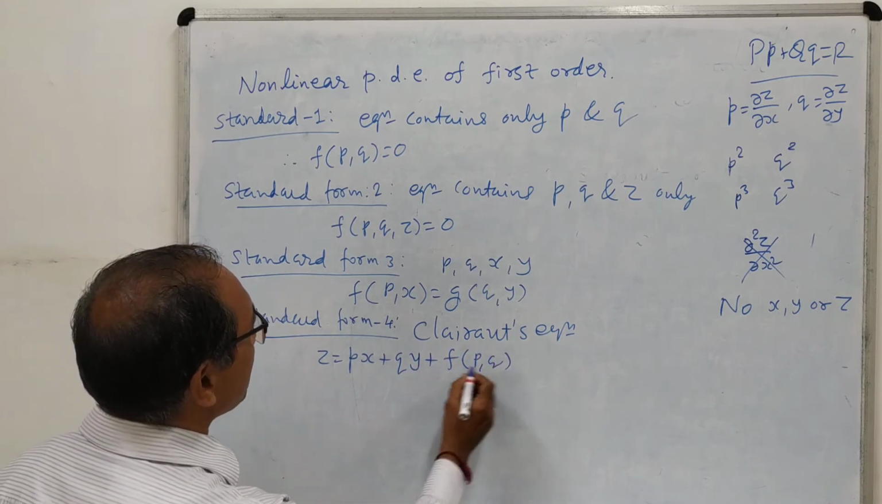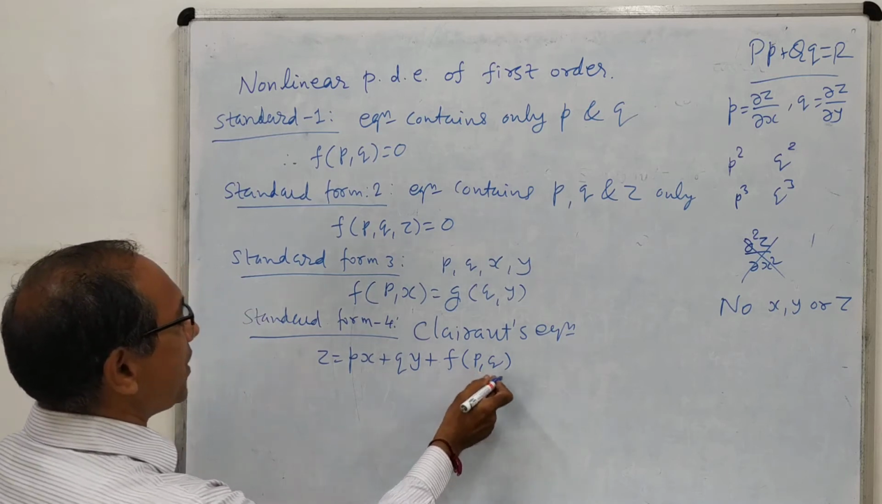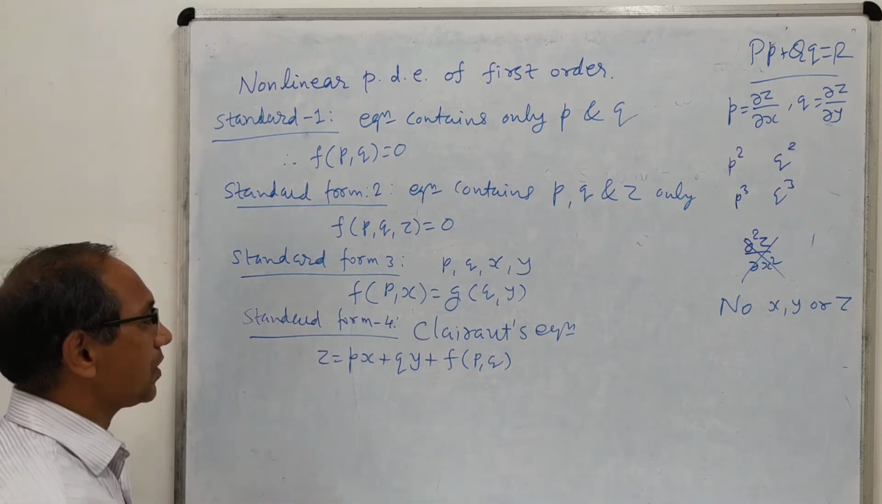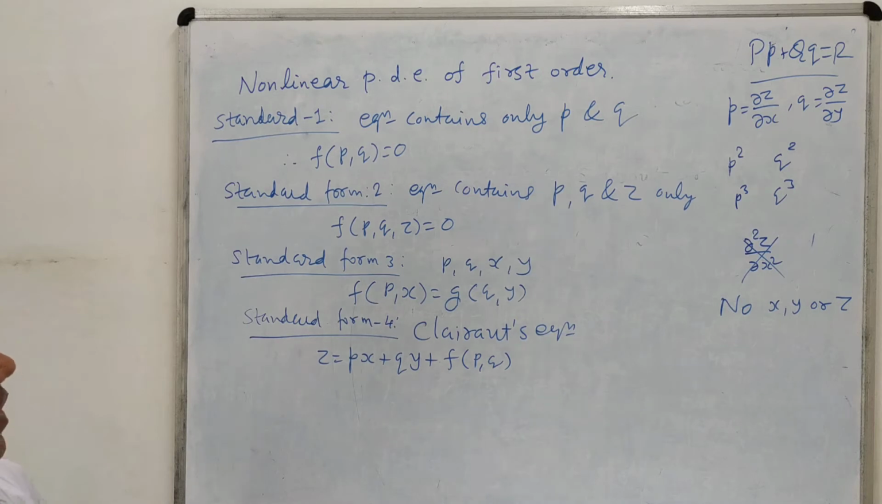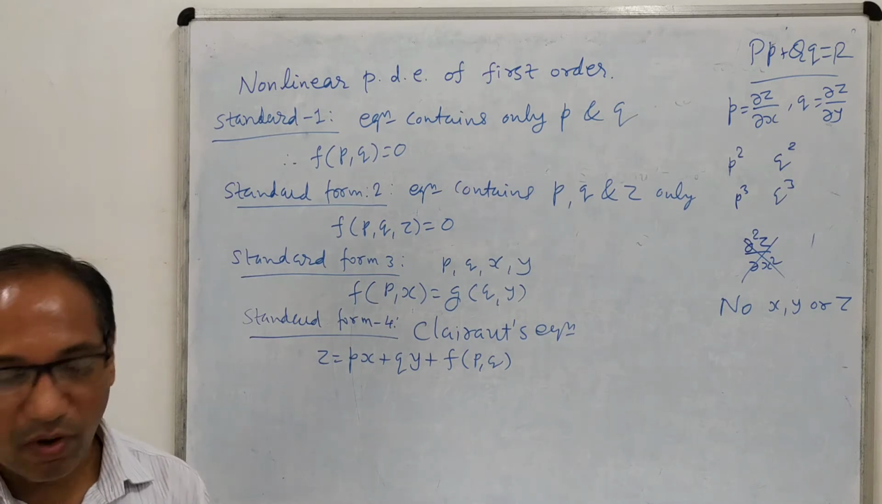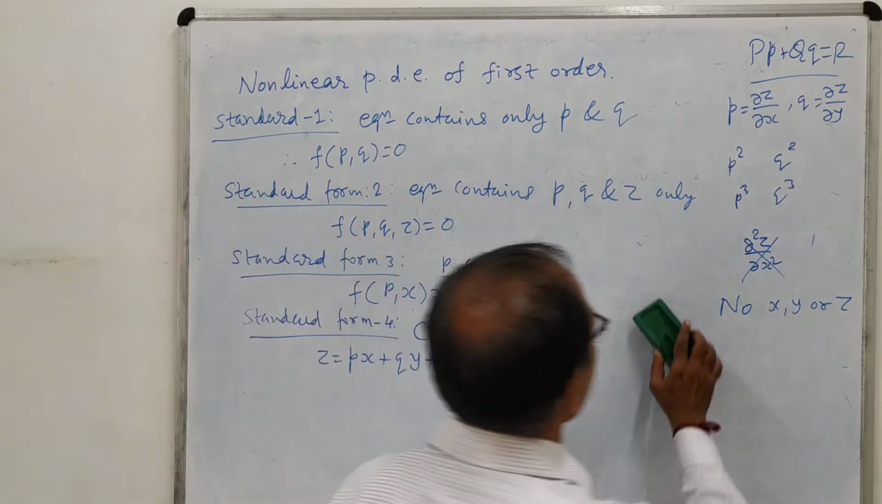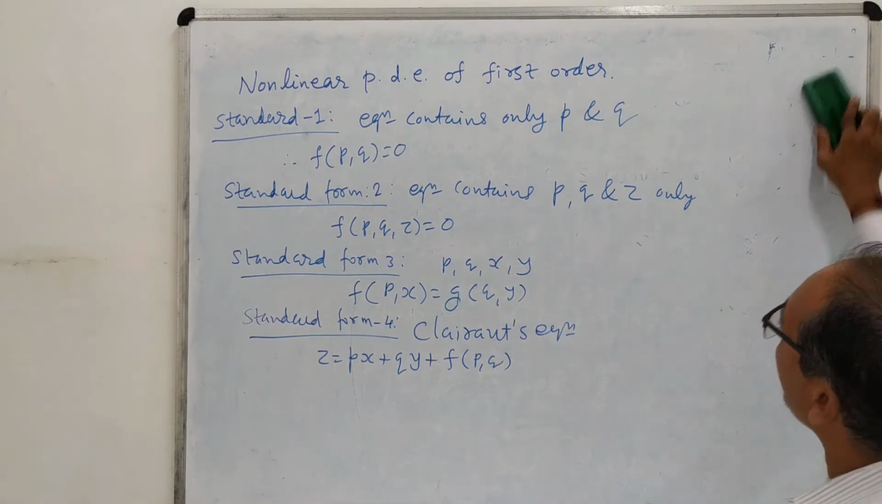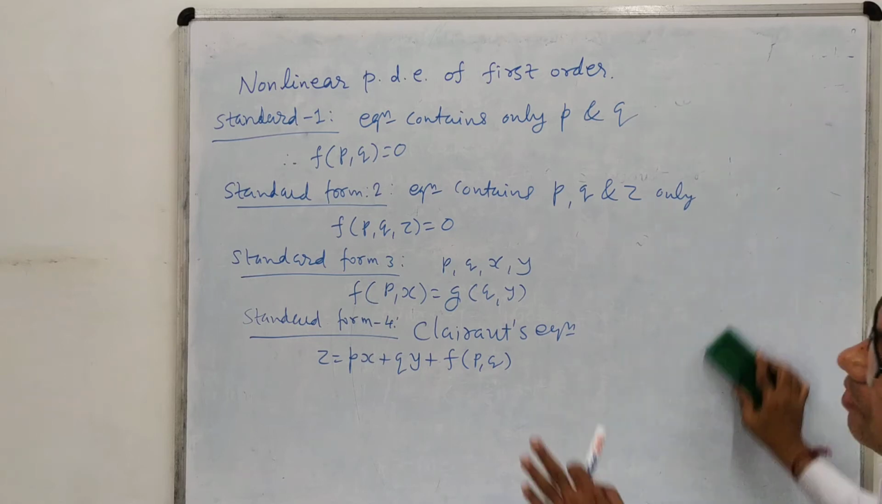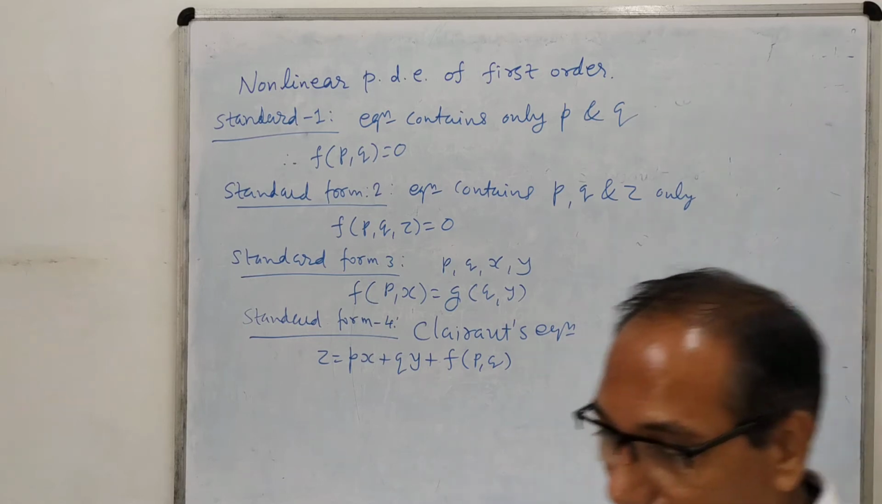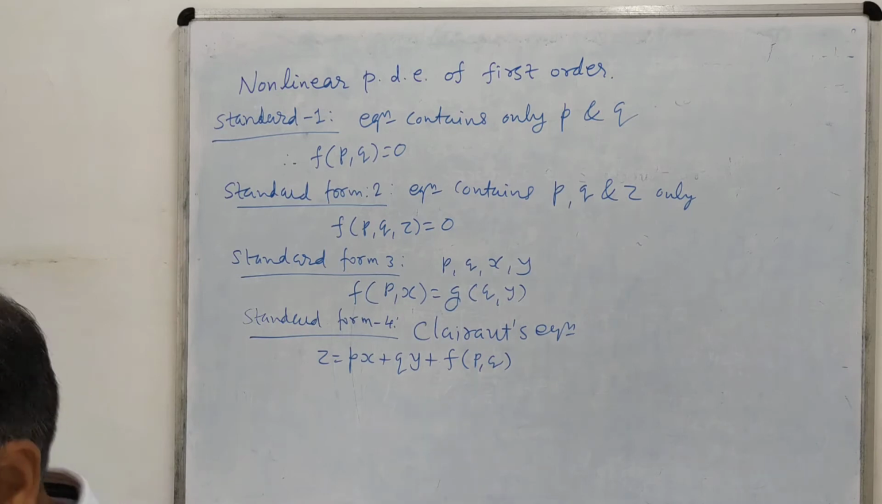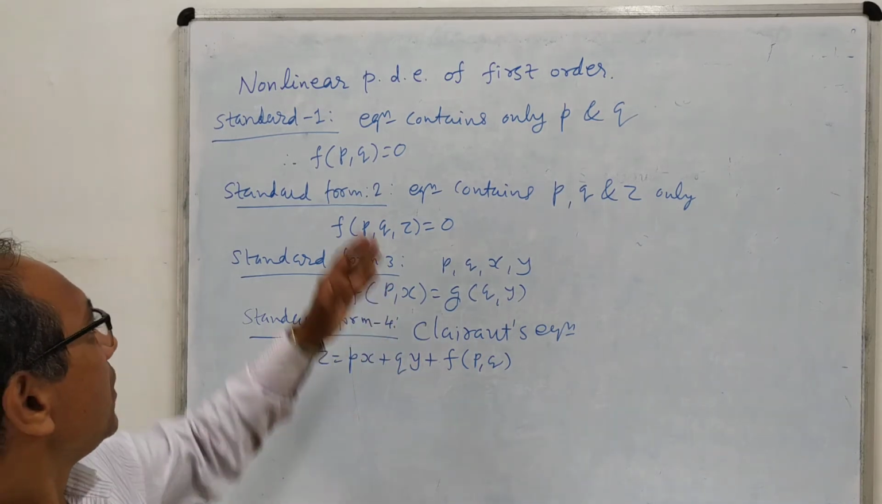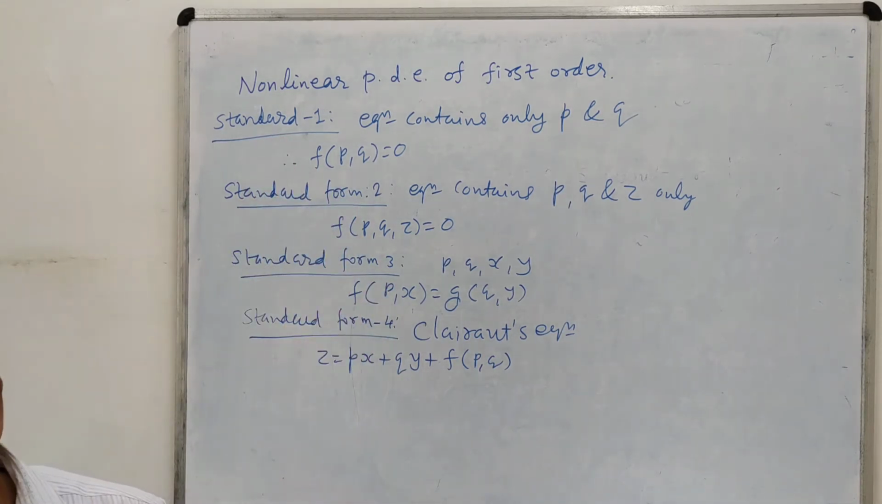That means some function is involved containing p and q only, and the other two terms are written as px plus qy. So these four forms we will see. In the examination you will be asked any one example based on these four methods. That means the example may be from these four forms. So let us see the process of solving the equations one by one.